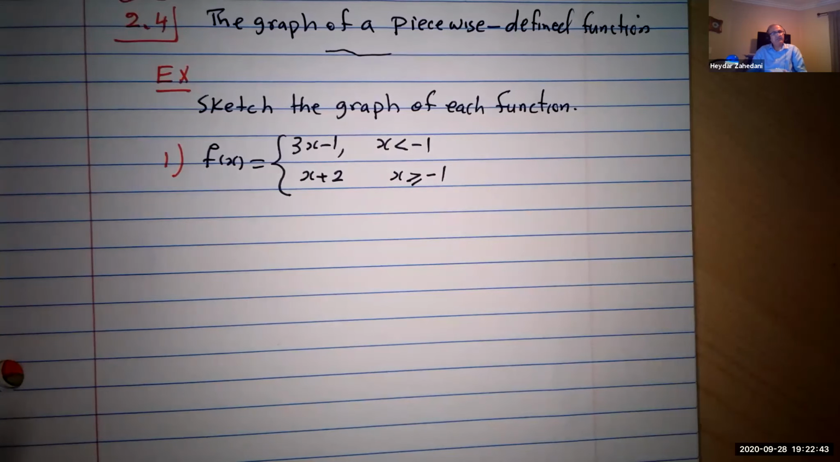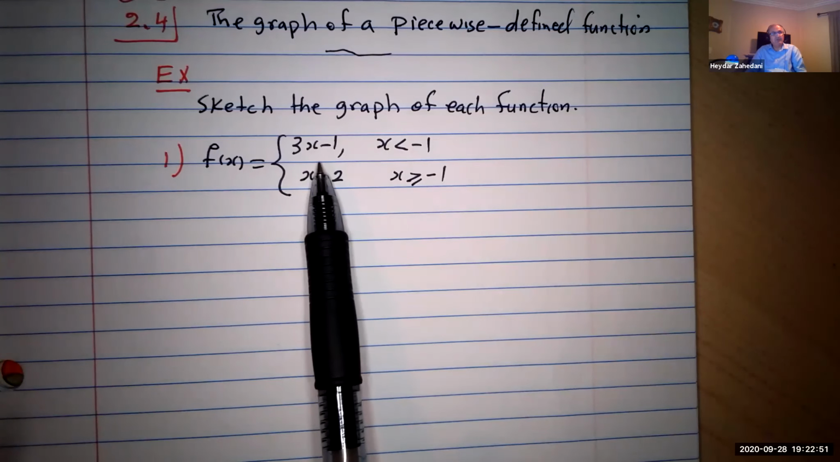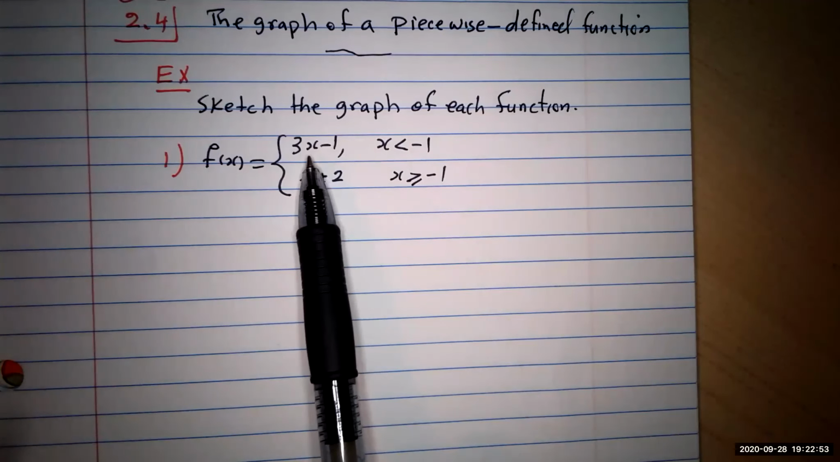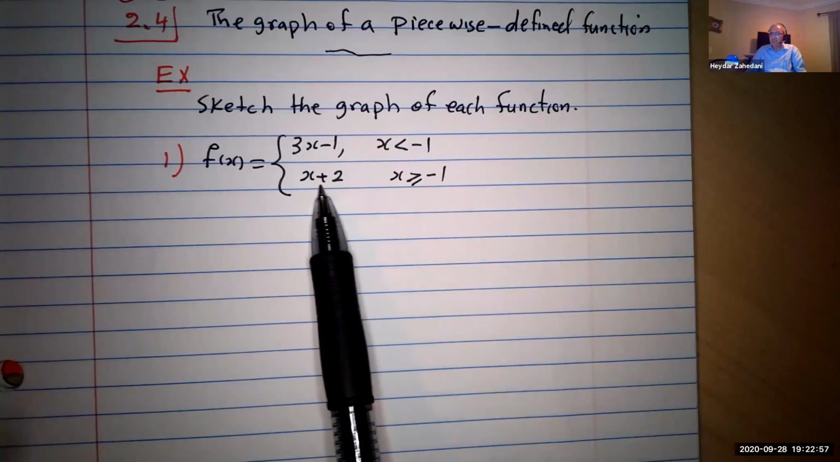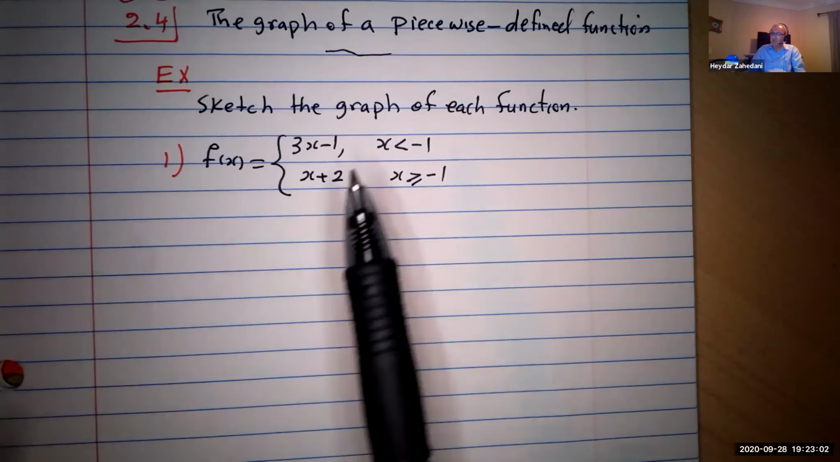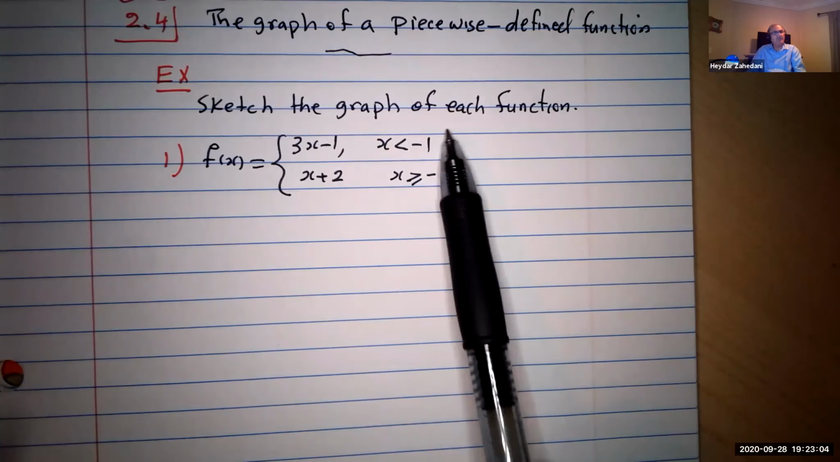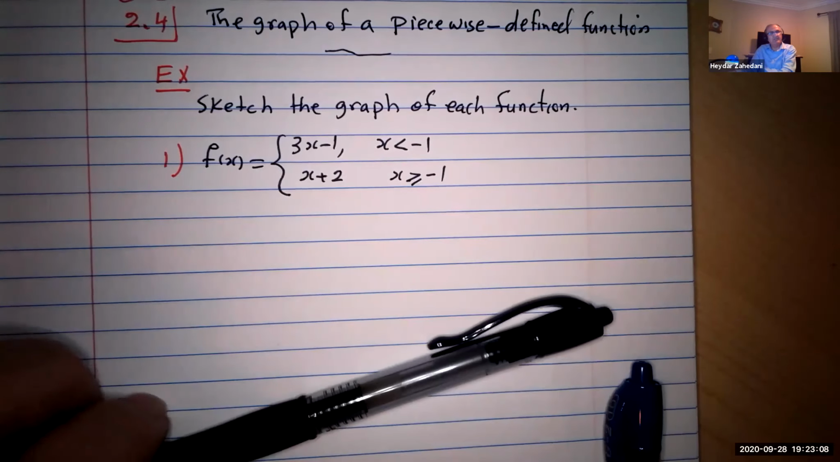So when you graph this piecewise defined function, we graph each section separately, each part separately. The first part is y equals 3x minus 1, because the degree of x is 1, so this is going to be a straight line. And the second one is the same thing. Both of them are going to be a straight line. So the difficulty is this partition point. When you graph it, there are two possibilities.